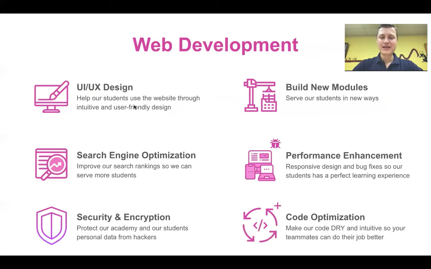So for example, building out new modules. This is going to work very closely with performance enhancement to make sure that the new modules are responsive, that we don't have any bugs on them. And it's also going to require a lot of cooperation from UI UX design to make sure that the new modules are very intuitive to use and very user-friendly for our students. Then again, performance enhancement and code optimization, also very, very closely linked. It's actually not very clear where the line goes between them. And that's kind of the point.